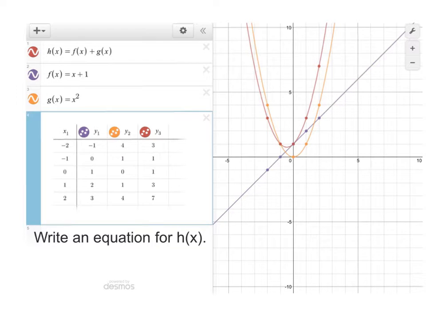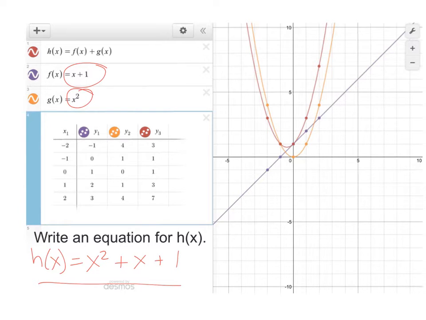And this one actually asks us to write an equation for h of x. So what is the equation of this red line? X squared plus x plus 1. Good. So did she figure that out by looking at the graph and finding the equation, or something else? Right. It's f of x plus g of x. So f of x is x plus 1. g of x is x squared. Add them together, and that's what you get.